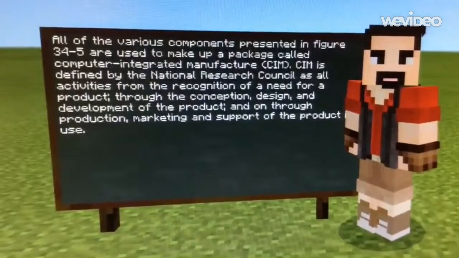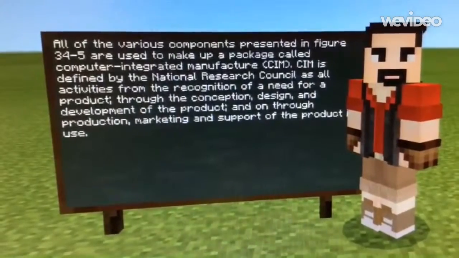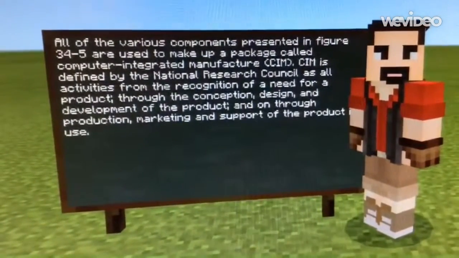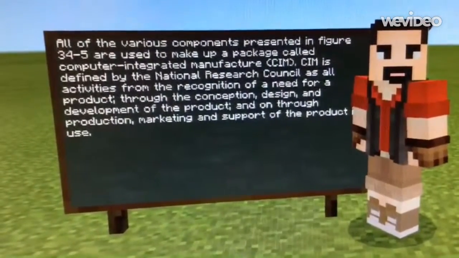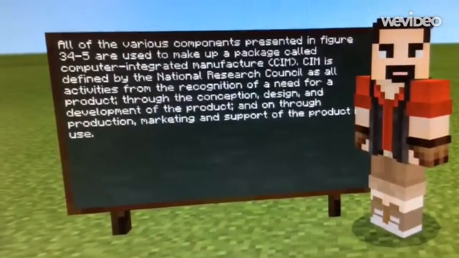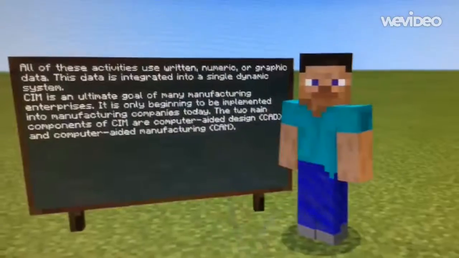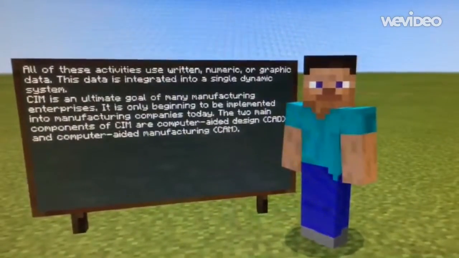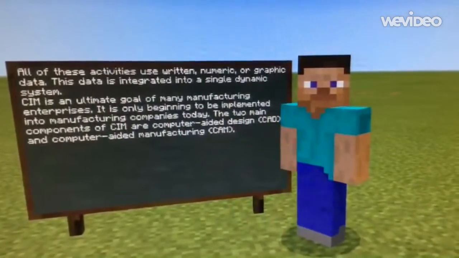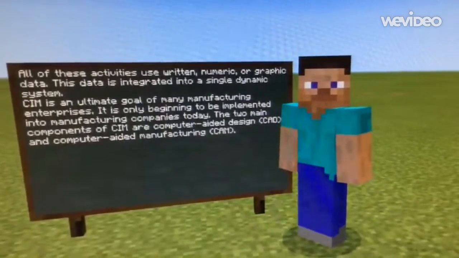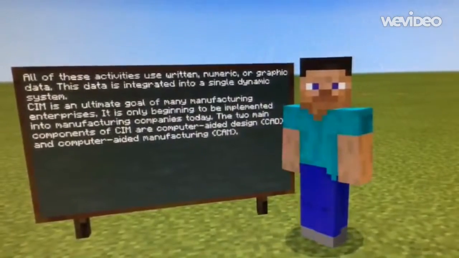All the various components presented in Figure 34.5 are used to make up a package called Computer Integrated Manufacturing. CIM is defined by the National Research Council as all activities from the recognition of a need for a product through the conception, design, and development of the product, and on through production, marketing, and support of the product's use. All of these activities use written, numeric, or graphic data. This data is integrated into a single dynamic system. CIM is an ultimate goal of many manufacturing enterprises. It is only beginning to be implemented in manufacturing companies today.